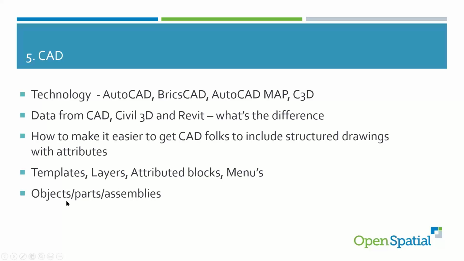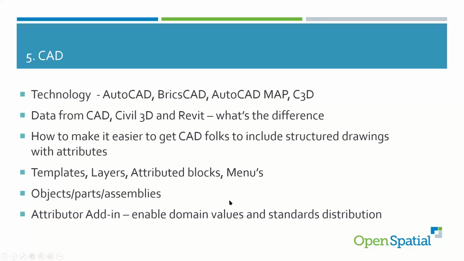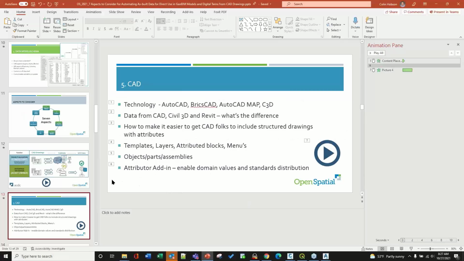In the Civil 3D and Revit world, you're looking at objects, parts, and assemblies. There it's actually even more difficult, because for everyone to have all of the objects and all of the parts with all of their names is a huge set of work that's been going on for more than 10 years already, and it's still somewhat incomplete, particularly in a lot of those things. So I've shown you the Attributor add-in, and I've shown you the demo, so let me move on here.